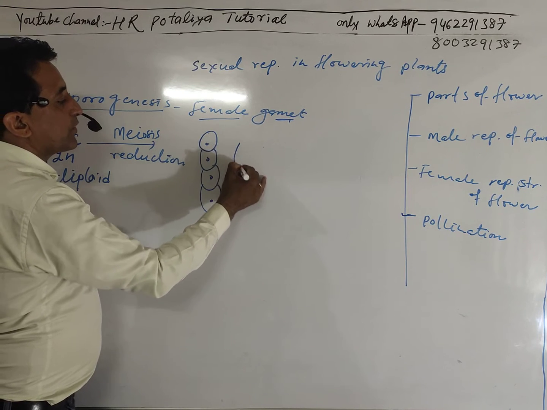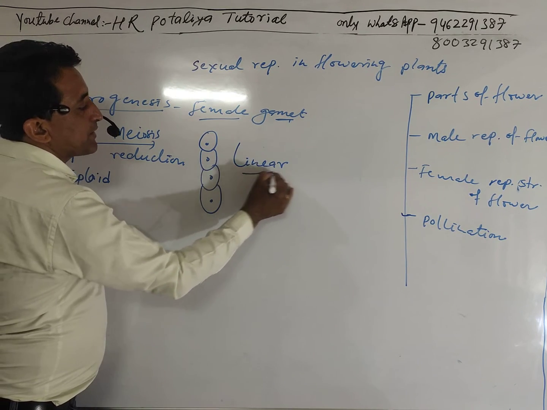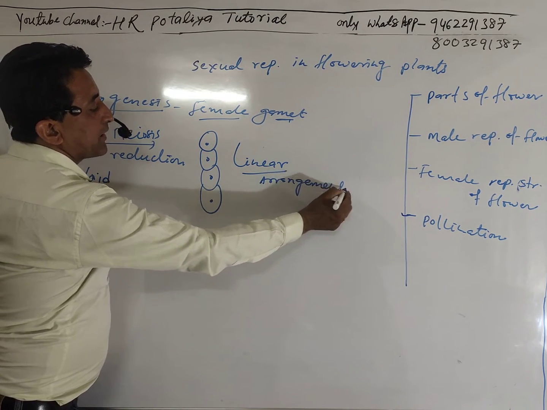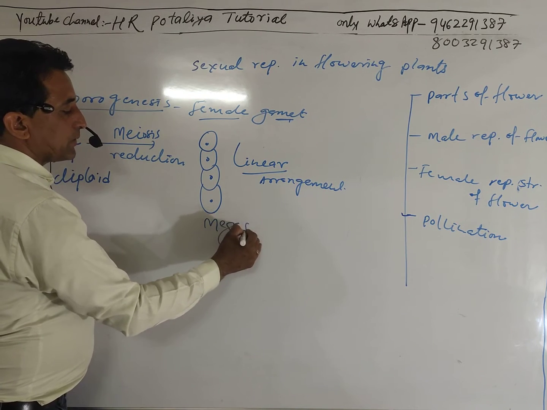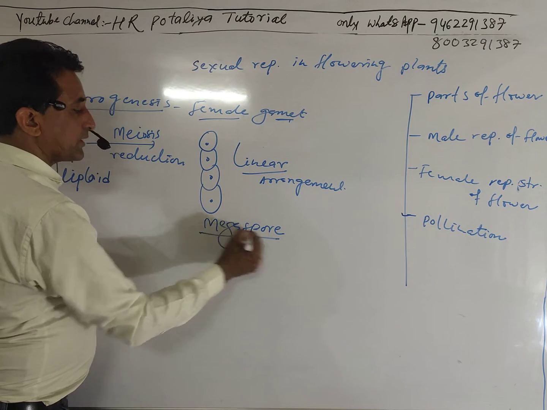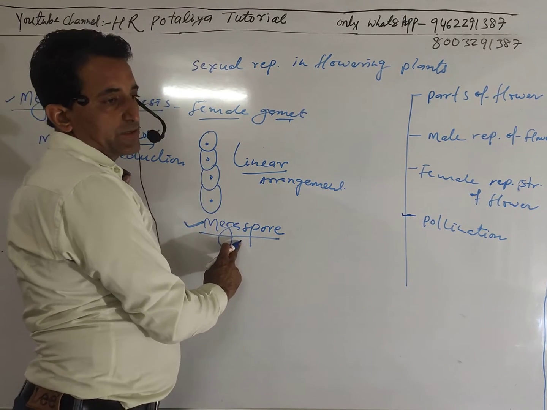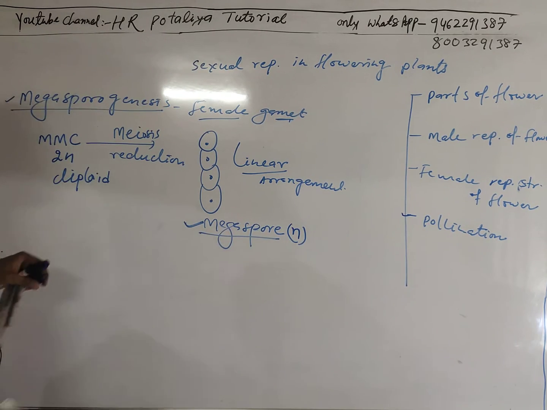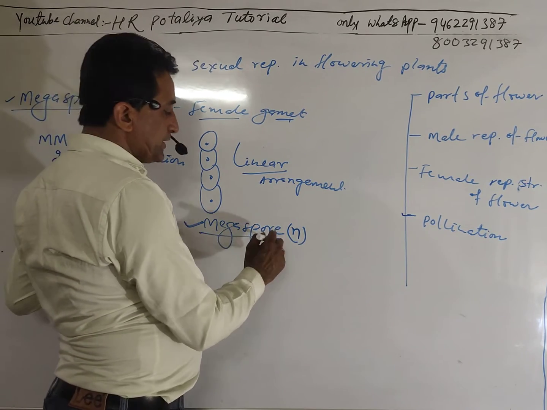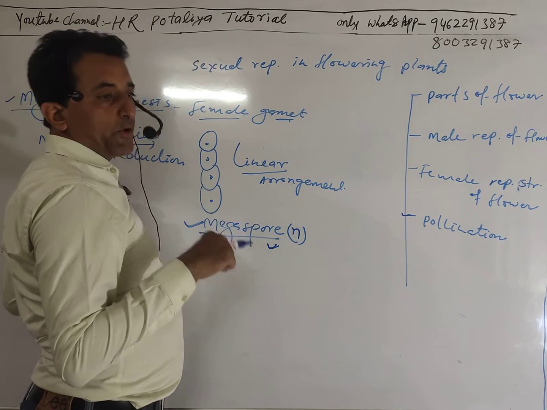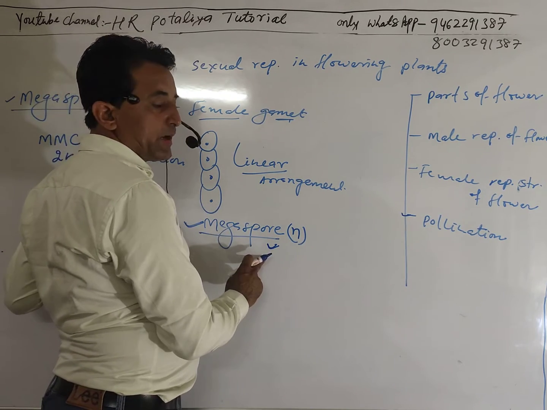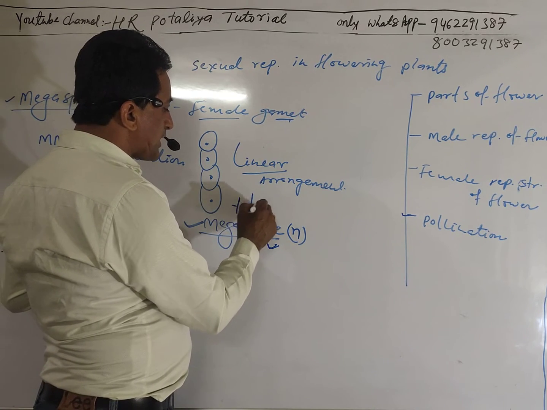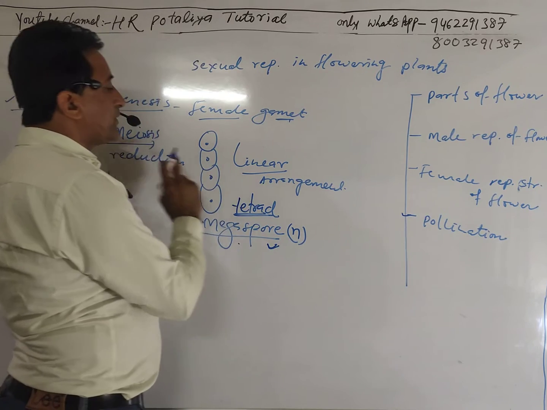All these 4 daughter cells are arranged in a linear arrangement. All these structures are known as megaspores, and all these megaspores are haploid. Since they are 4 in number and linearly arranged, they are called a tetrad.